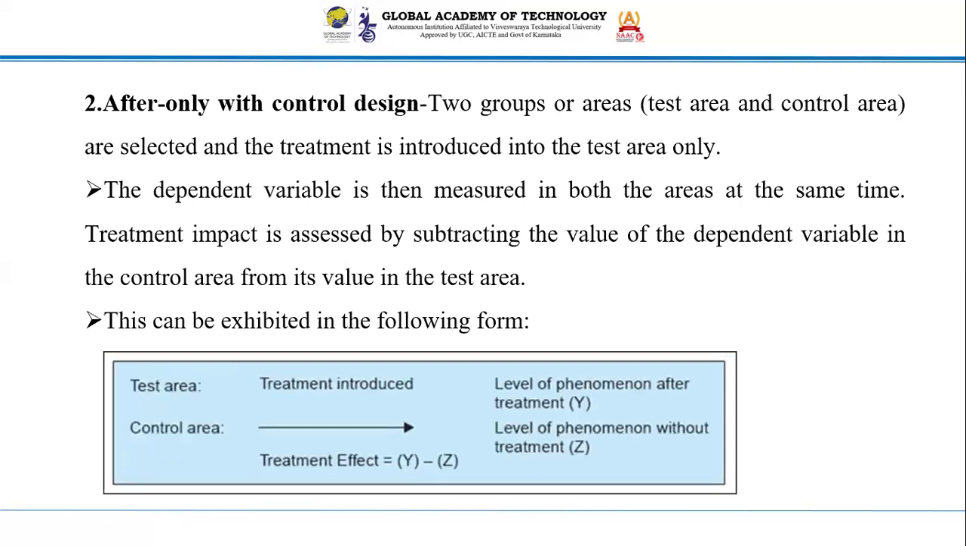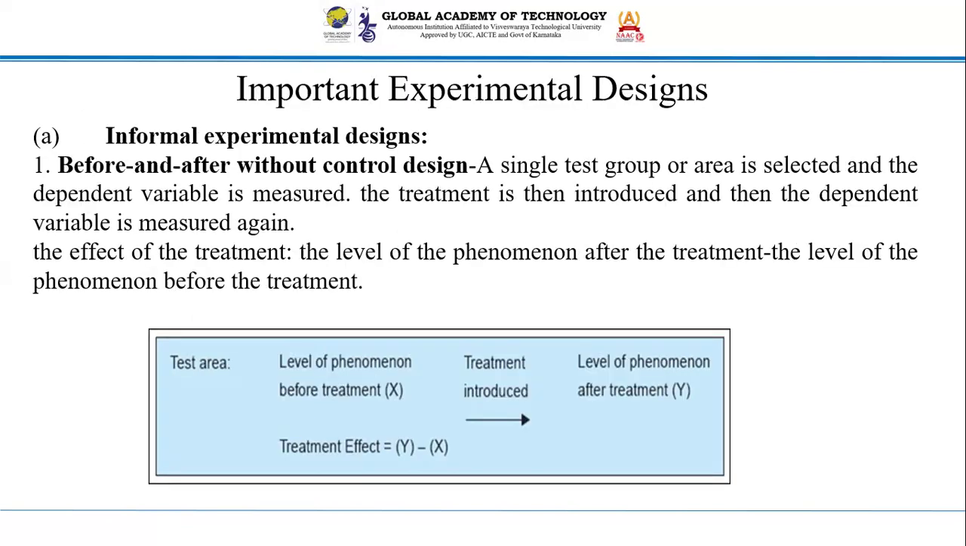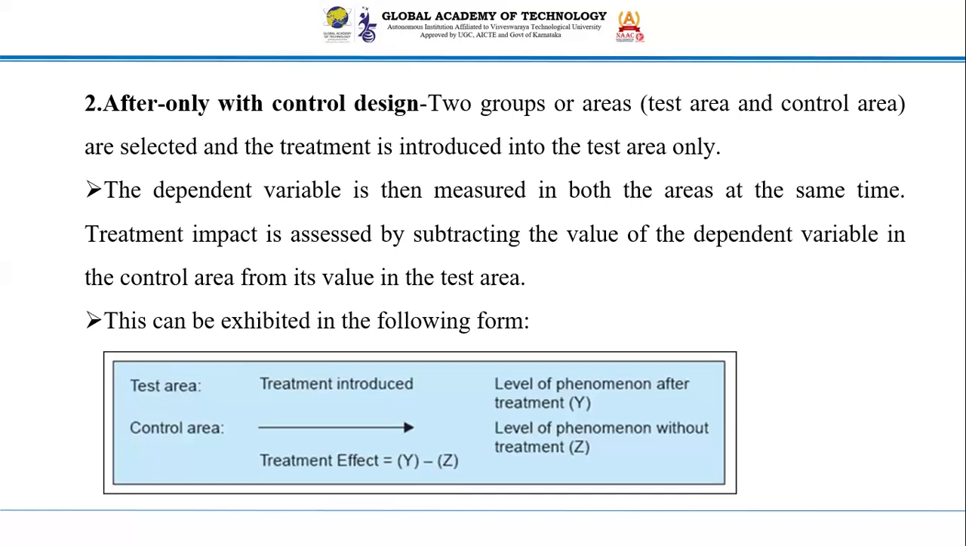Similarly, after only with control design. Here, after only with control design means two groups or areas, that is a test area and control area, are selected and the treatment is introduced into the test area only.